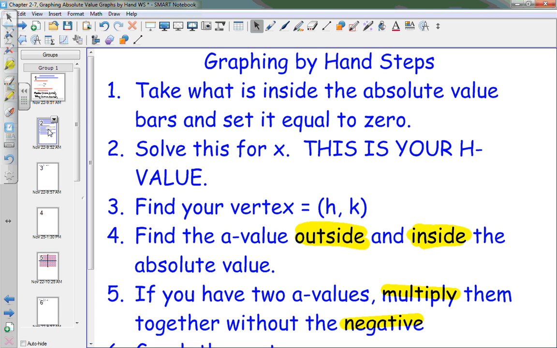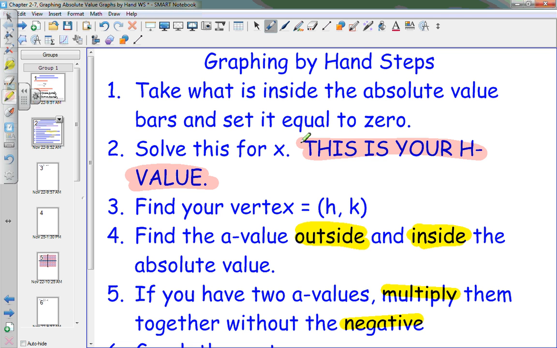Okay, now I try my absolute darndest every time to give you guys a step-by-step procedure, so that whenever you go home and you are lost because you do not remember a single thing that I said in class, you are able to read what I told you to do and be able to get the answers, okay? So step one, the procedure that you're going to follow is you're going to take the jump that's inside the absolute value and set it equal to 0. That's step one. Step two, you're then going to solve this for X. This is your H value. I cannot tell you that enough. This is your H value, okay?